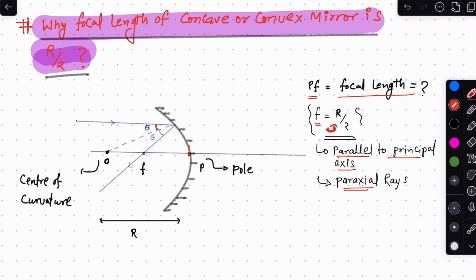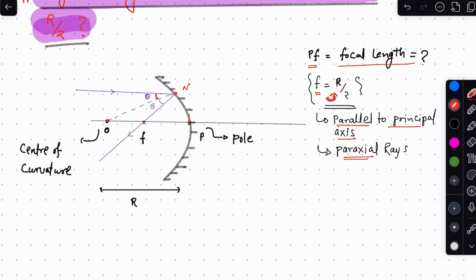So this is point O, and suppose this is some point N, and we take this triangle OFN. From the point F I drop a perpendicular like this, and suppose that point is N dash. If this ray is parallel to the principal axis and this angle is theta, then this angle should also be theta, because they are alternate angles. And this side is common.